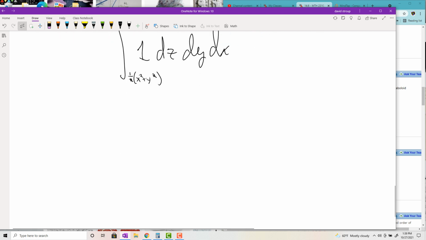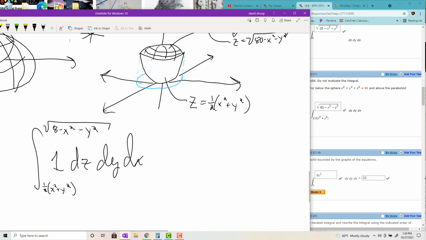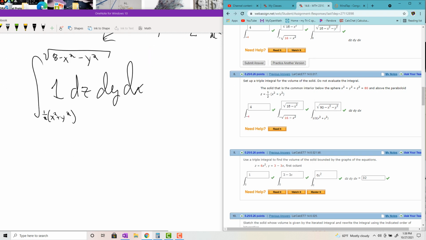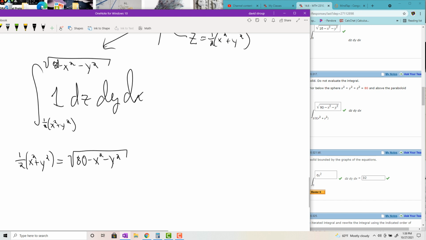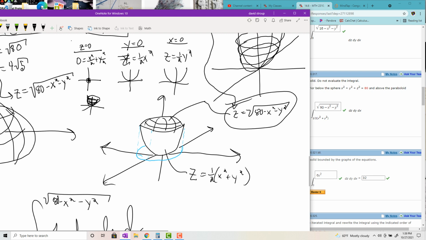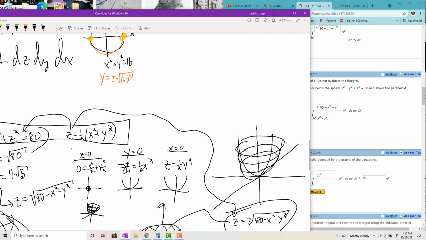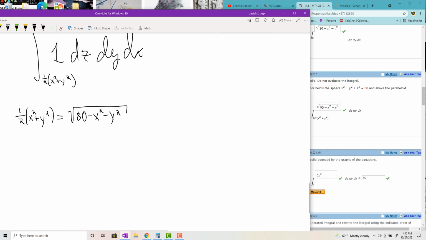Okay, so let's do that. I'm looking for the projection now, that blue thing, and I'm going to have to set these things equal or some variation. So I have 1/2 times x squared plus y squared on one side, and on the other side I have z equals the square root of 80 minus x squared minus y squared. I just did a substitution into this one. If you do a substitution into the other, you'll get the same thing rearranged a little bit. Ultimately, I have to square both sides, so I get 1/4 times what does it look like?